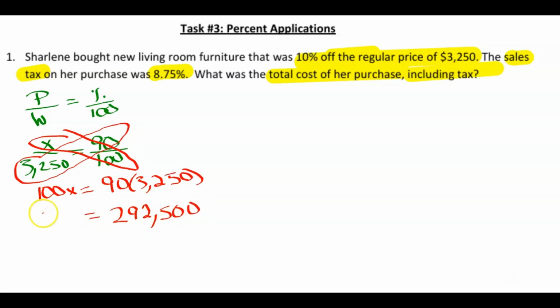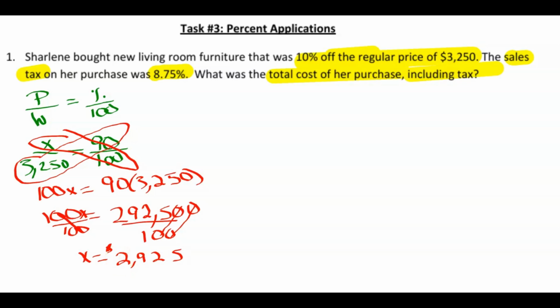292,500 is equal to 100x, and we have to undo that multiplication by dividing both sides. And we find out that x is equal to 2,925. Meaning that 90% of the price, or the new price after the discount, is $2,925. Now, from that price, we now have a sales tax. That sales tax is going to bring the price up.